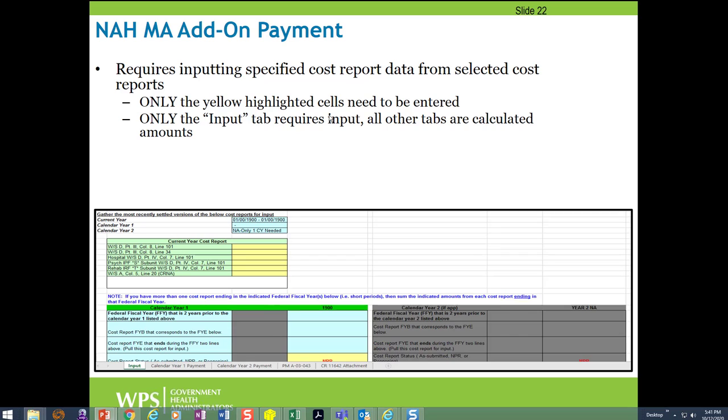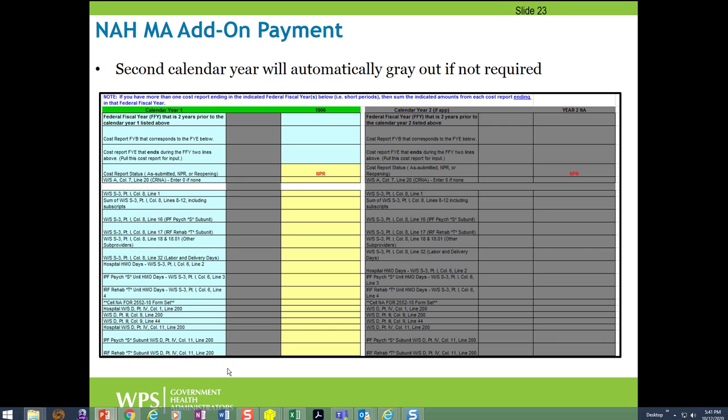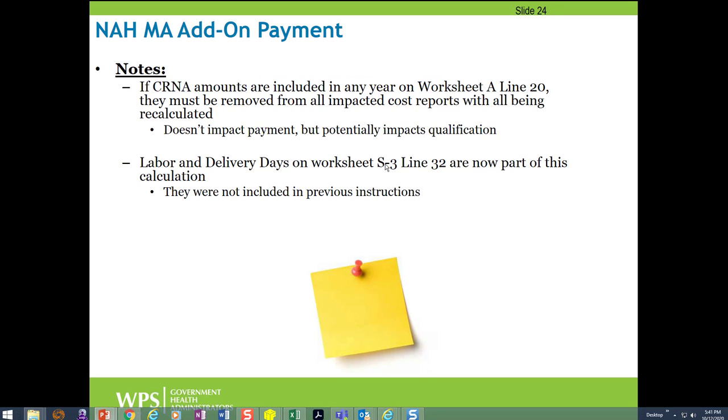So if there are any other colors, don't try to input. In fact, if you try to, it won't let you. So it's just the yellow that require input. And of course, only the input tab requires input. The other tabs are calculated amounts. Now, just as a reminder, that second year is going to automatically gray out if it's not required, so you won't even see that. And just a couple of notes here.